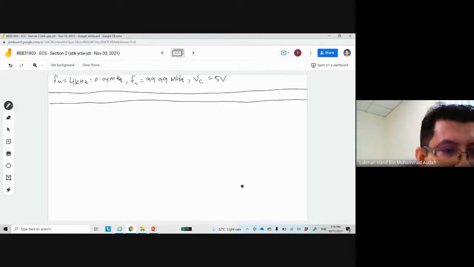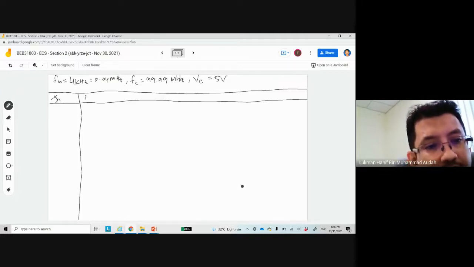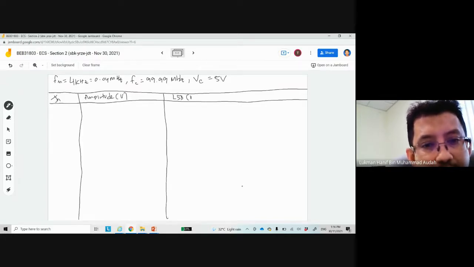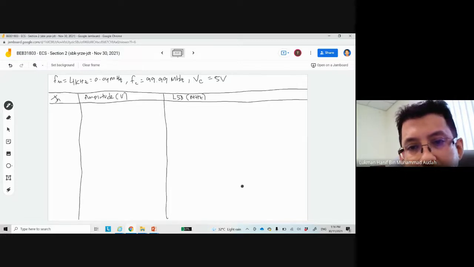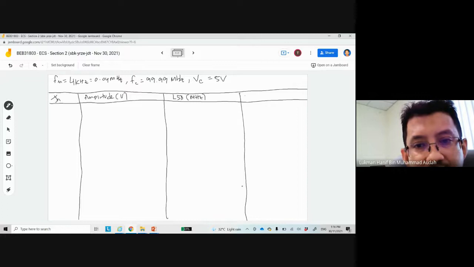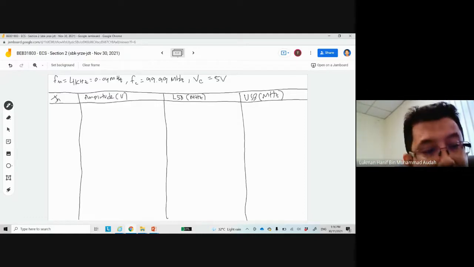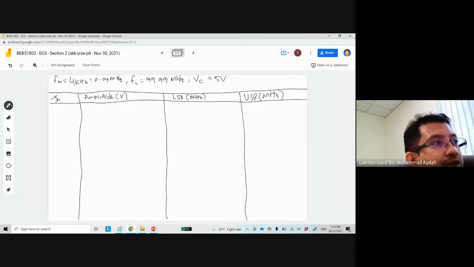So this is J, this is JN, this is amplitude, amplitude in voltage. And here is LSB in megahertz. Here we want to calculate the USB, upper sideband, in megahertz. You can see? So you need to refer to the Bessel table.